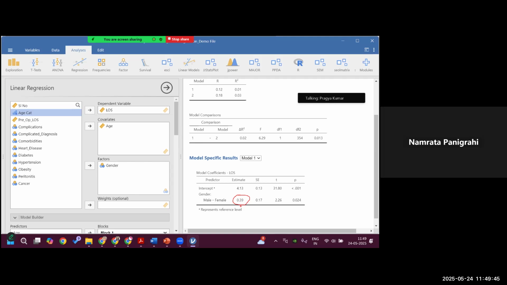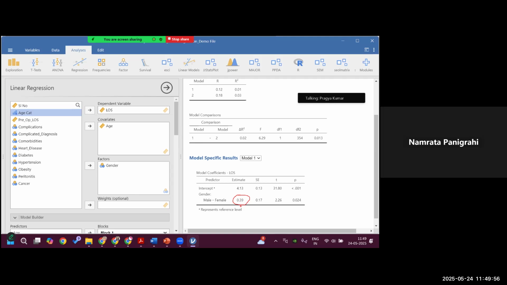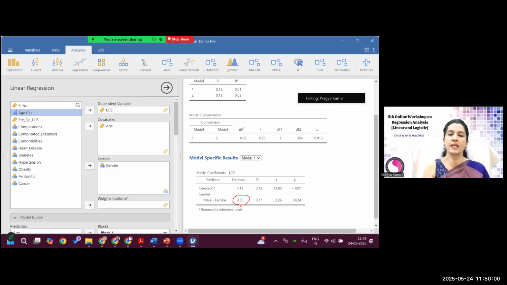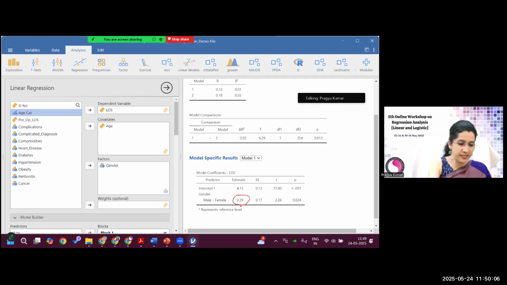Suppose we take gender as a confounder, we want to check. Then shall we put gender under covariate? No, we are not taking gender as a confounder. We are taking, suppose, age. Suppose we want to take gender as... Then in that case, which is your predictor variable? Age, maybe. So that window will be the same.